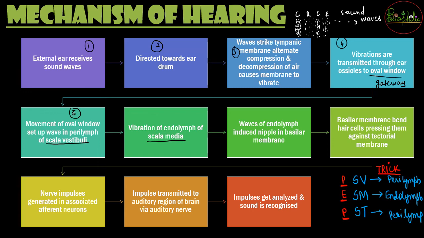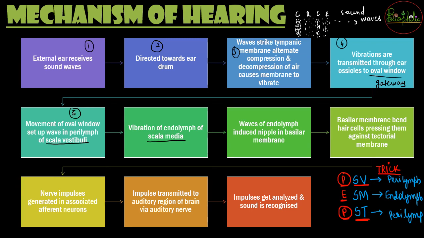And one more thing, just to remind, that scala vestibuli and scala tympani were connected with a hole, and that hole is going to be helpful to the movement of the perilymph in and out of it. So just remind, what was that hole's name? Can you remind it? So it was the helicotrema, which was connecting the scala vestibuli and the scala tympani.